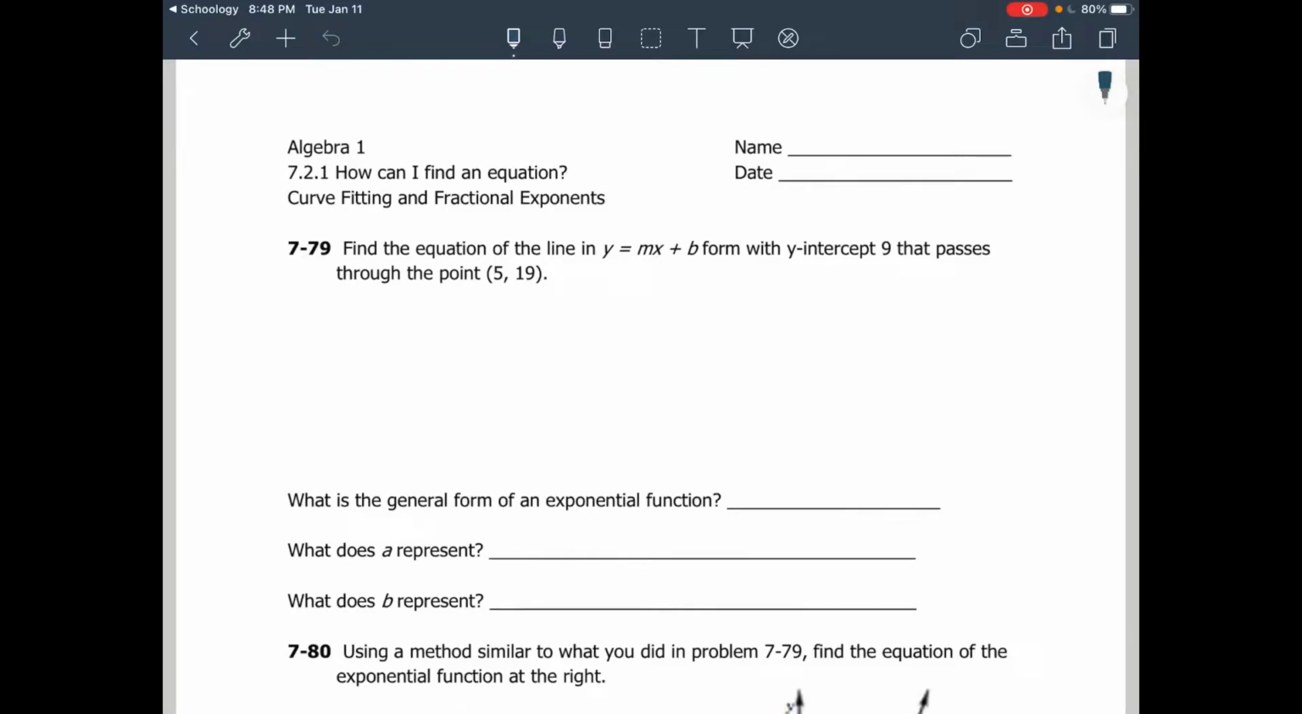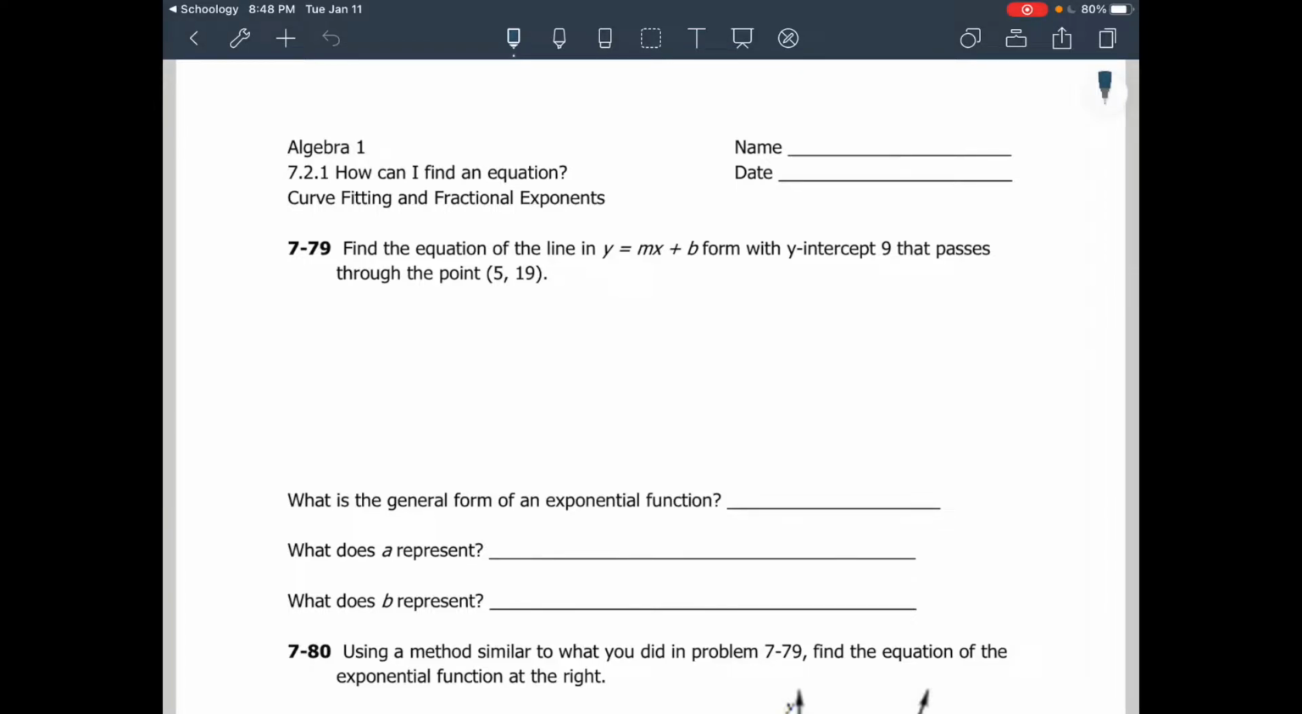Okay, so today we're on 7.21. How can I find an equation, curve fitting, and fractional exponents? So we've kind of done some of this a little bit, but we're going to really hit on it today. But before we do that, let's do some review here.